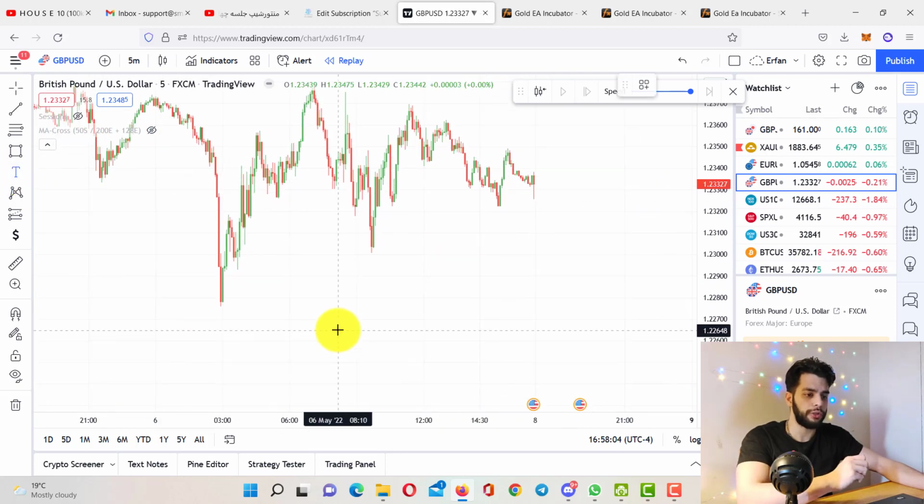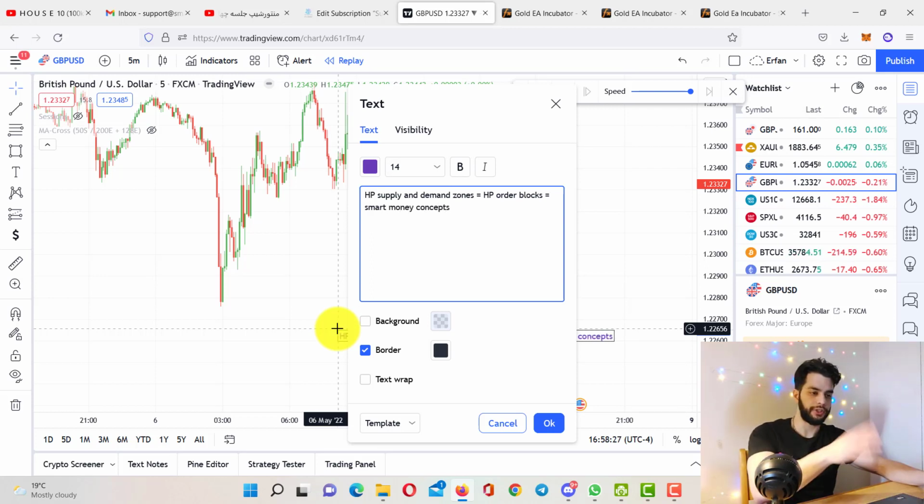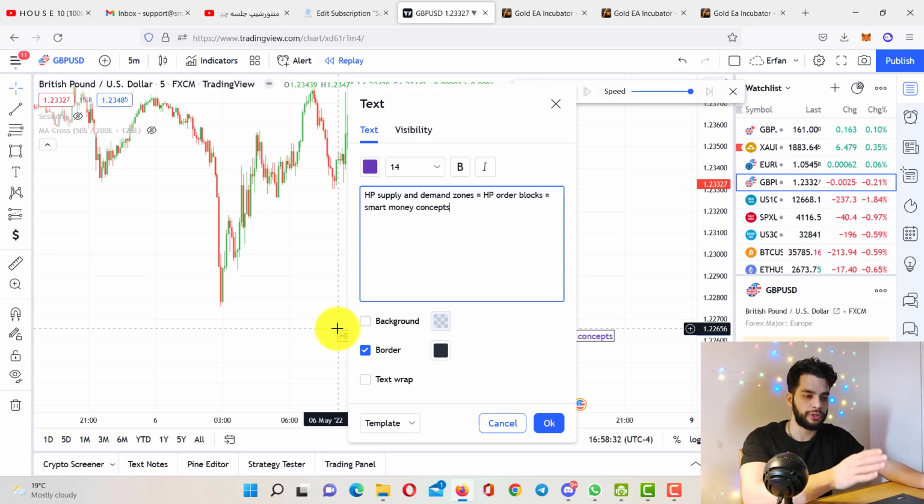The strategy I want to show you guys is called high probability supply and demand zones, and the other name for that is high probability order blocks, or the last name is the smart money concepts. I know you've probably heard this term a lot, guys, but I can guarantee you that if you watch other YouTube videos that talk about a smart money concepts trading strategy, they literally confuse you.